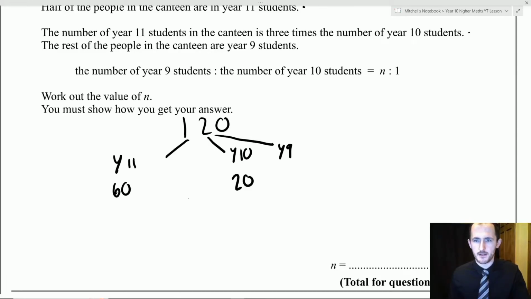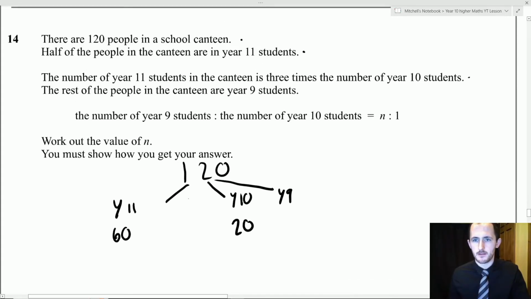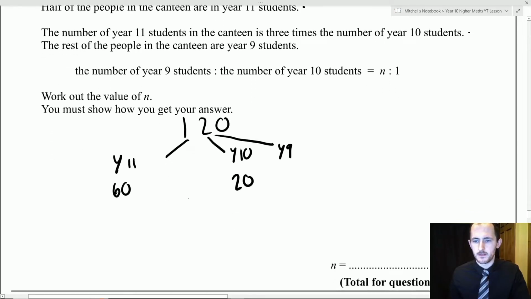So, year 10 is going to be a third of year 11, so 20. Is that okay? So is that okay so far? So because there are 3 times as many, yeah, perfect, cool.